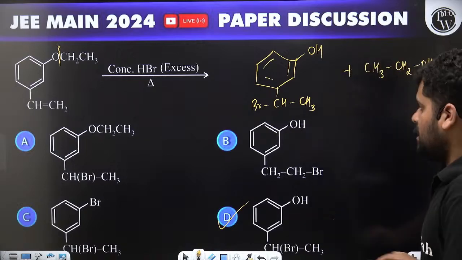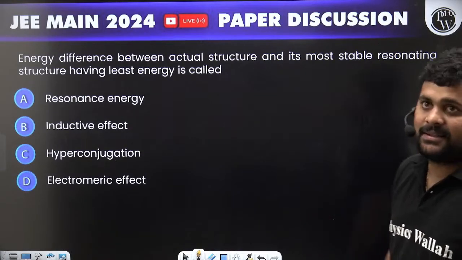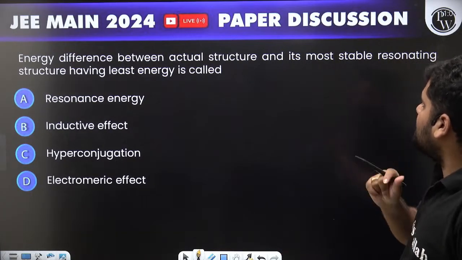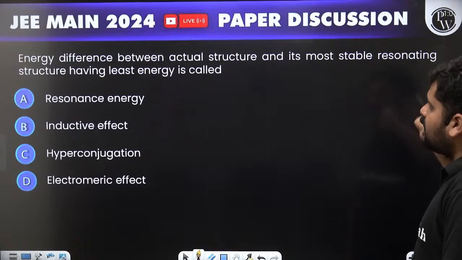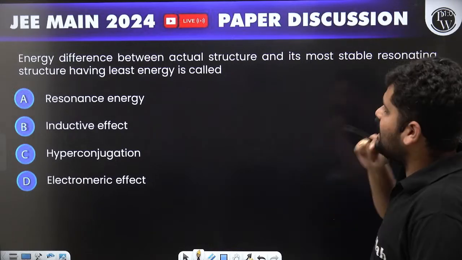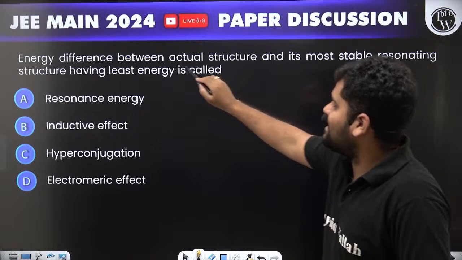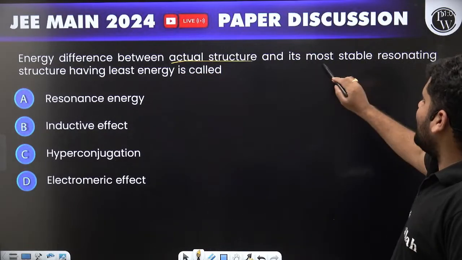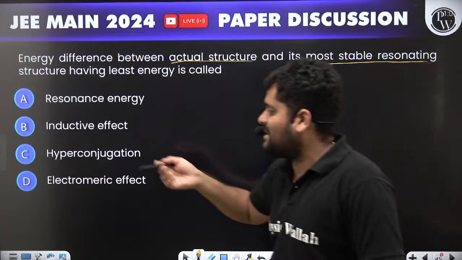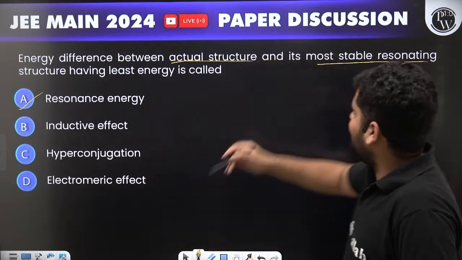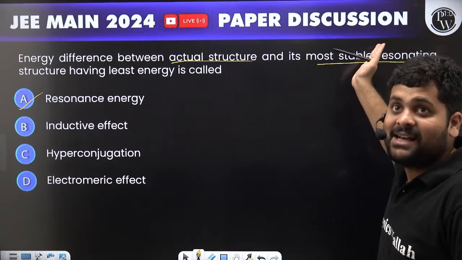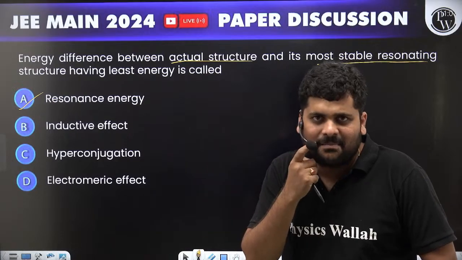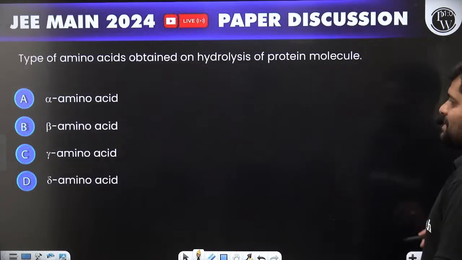Okay, moving on to the next question. After this, we have the energy difference between the actual structure and its most stable resonating structure having least energy. How simple the questions have been asked. The actual structure and its most stable resonating structure, the energy difference would be resonance energy only. See, the term itself says most stable resonating structure. So the energy is going to be resonance energy. Simple, right?